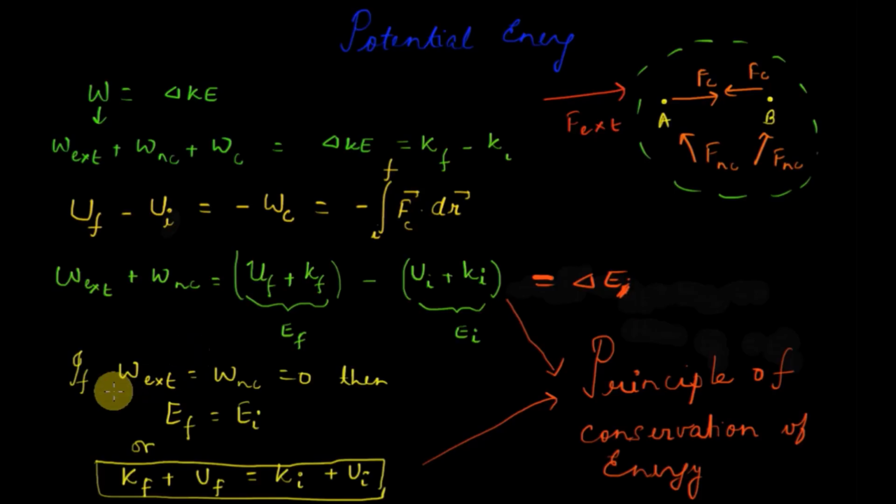Now if Wext is equal to Wnc is equal to 0, then as a special case the final mechanical energy will be equal to the initial mechanical energy. So in that case Kf plus Uf will be equal to Ki plus Ui. Now these two equations are called the principle of conservation of energy.